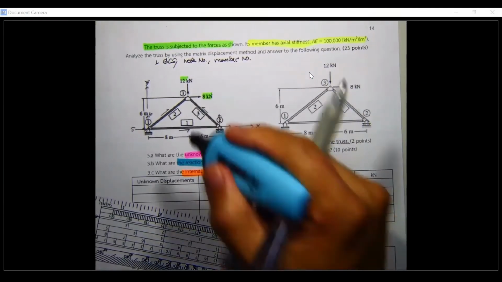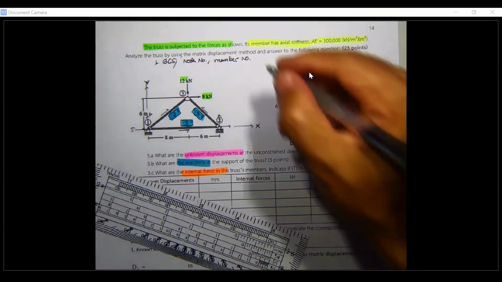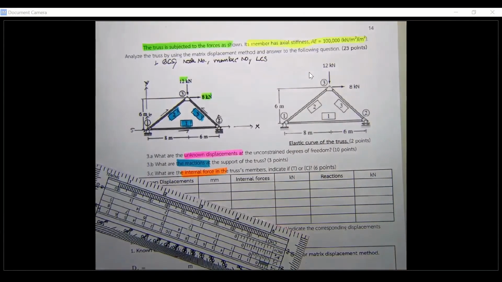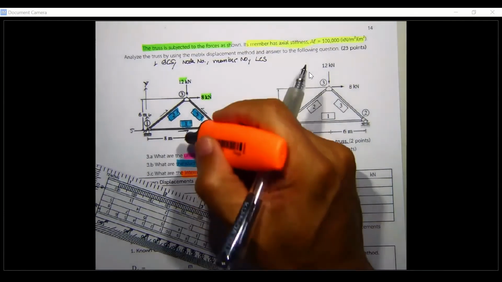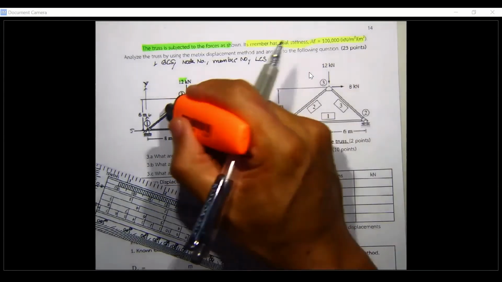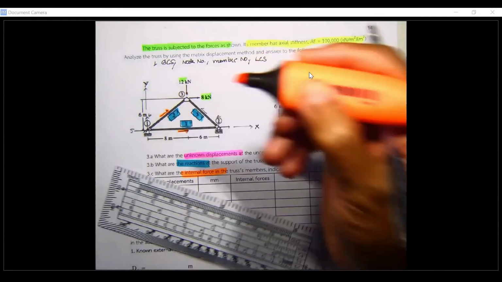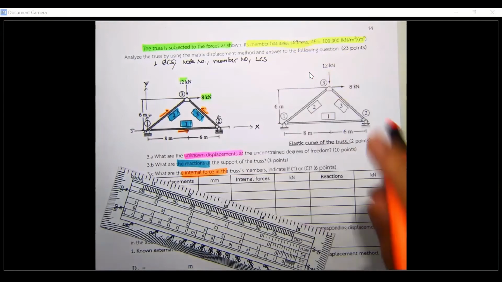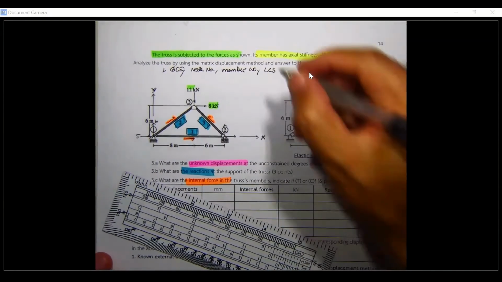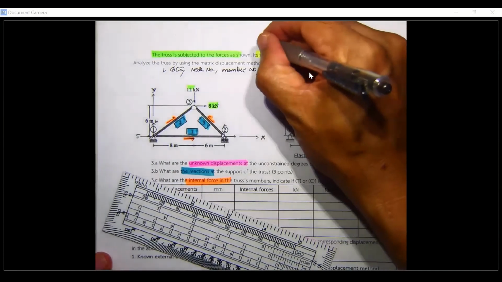And then you have what? You have to consider the local coordinate system. What you have over here, this is for member number 1, this is for member number 2, and this is for member number 3. And I should provide you the guideline again. Just review the guideline that we mentioned before.